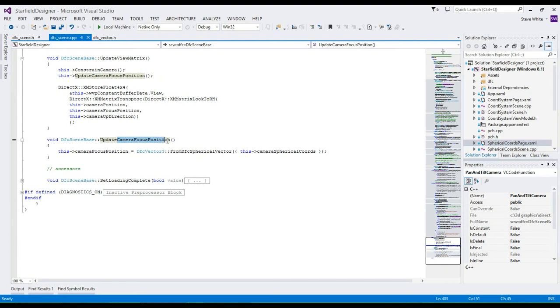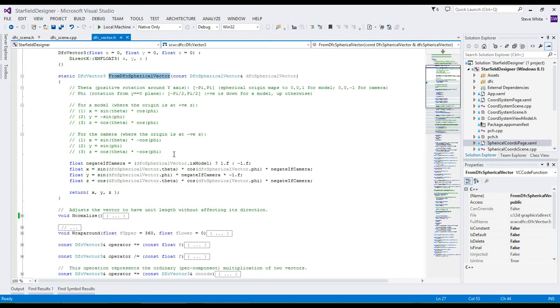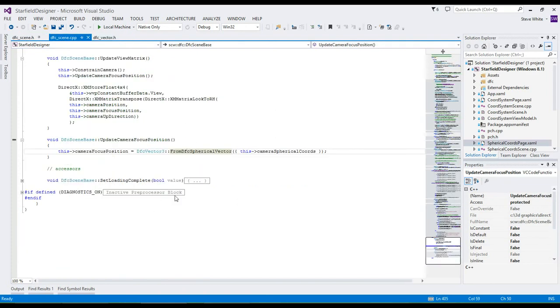So the camera focus position is the position at which the camera is looking, and we do that with this helper function that, this time, takes the spherical coordinate and outputs a Cartesian coordinate. So this is essentially the reverse of the conversion we looked at a moment ago. This one's converting from spherical back into Cartesian, and again it's looking inside the argument to see which of the formulas it should use. So let's go back and see how that's used.